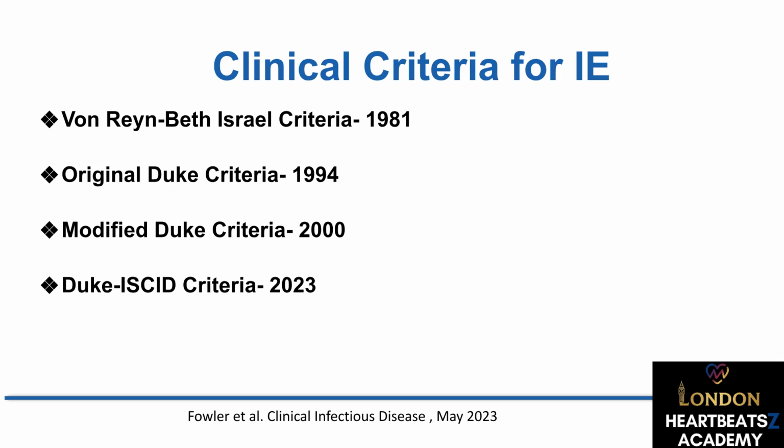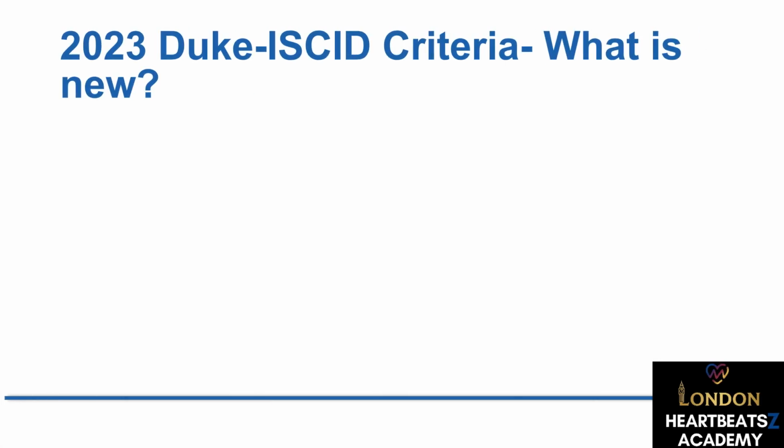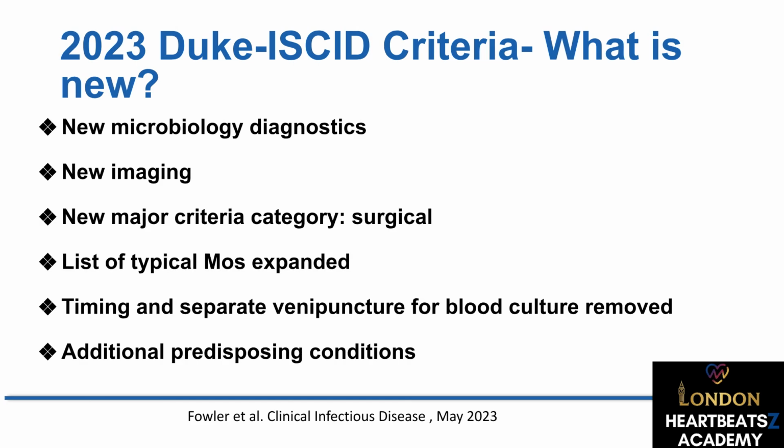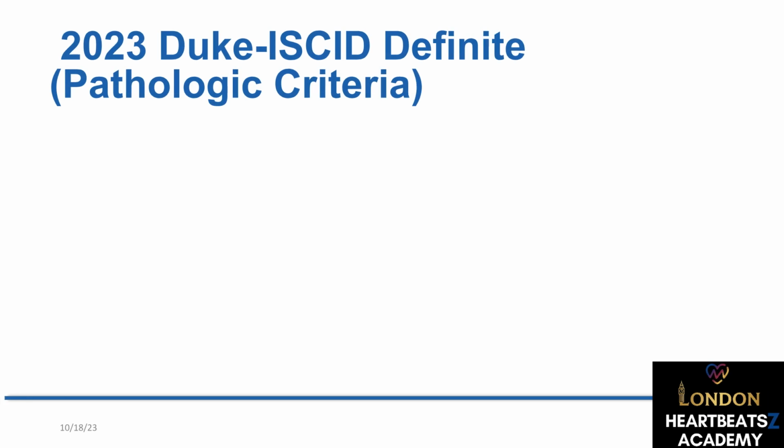The clinical criteria for diagnosis have evolved over decades, from the original Duke criteria in 1994 to the latest 2023 Duke ISCID guidelines, which aim to improve sensitivity and incorporate modern diagnostic capabilities. The 2023 Duke ISCID criteria introduced several updates. These include expanded microbiology diagnostics, new imaging interpretations, a new surgical major criterion category, and a refined list of predisposing conditions. Definite endocarditis can now be established through pathologic criteria obtained via surgery or autopsy, or through rigorous clinical criteria involving major and minor markers.